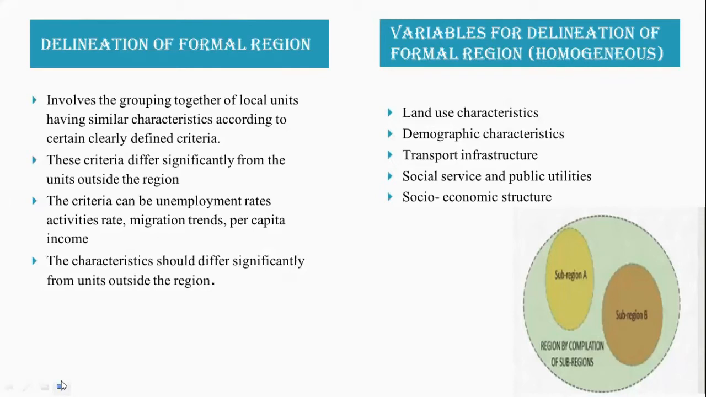Firstly, if we want to delineate a formal region, we all know the definition of a formal region. So when we delineate a formal region, we need to have some common characteristics. Here, there are some similar characteristics, and according to the similar characteristics, we group together. So delineation of a formal region involves grouping together local units which have a similar characteristic, because similar characteristic is the basis of a formal region.